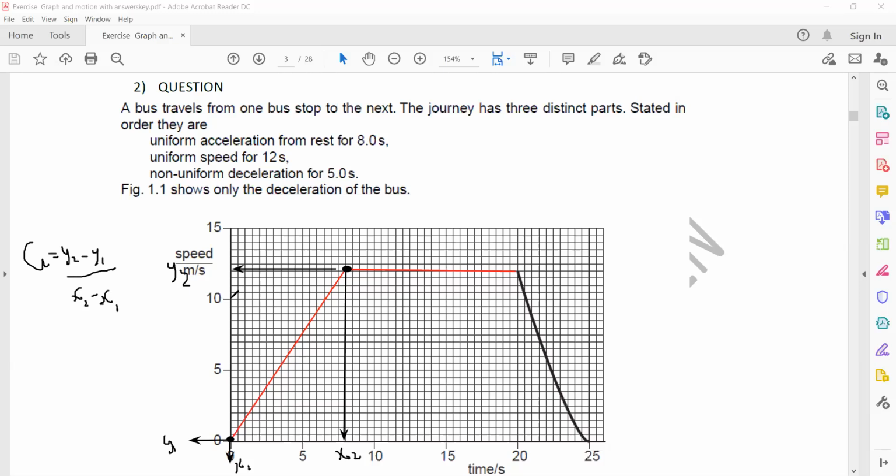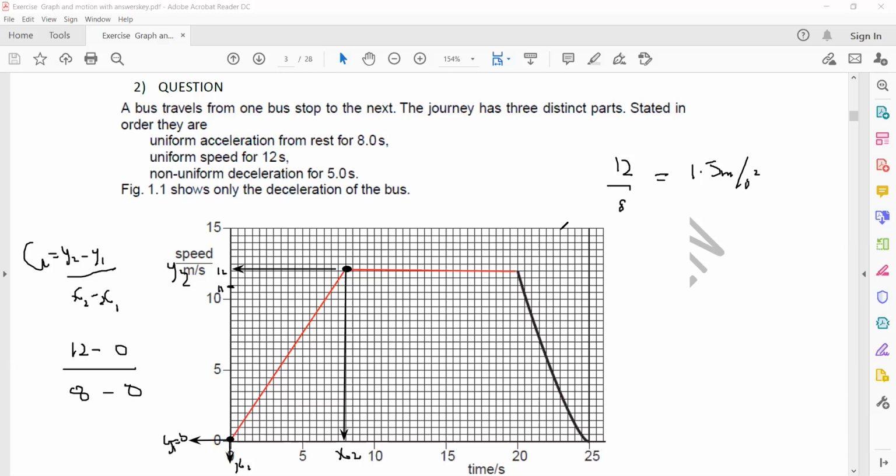It's this one. Each is representing 0.5, so this is 11 and this one is 12. So y2 is 12 minus y1, which is 0, divided by x2, which is 8, minus x1, 0. So it is 12 divided by 8, and 12 divided by 8 is equal to 1.5 meters per second squared.